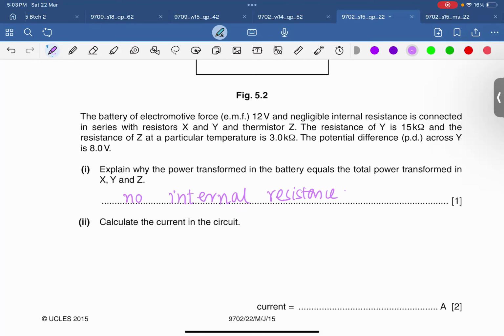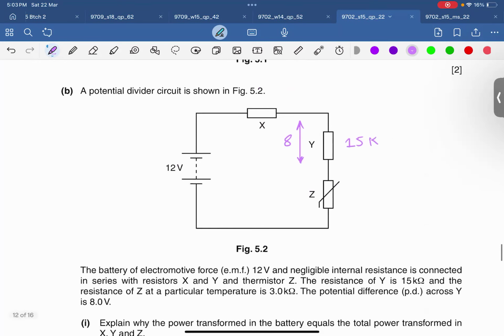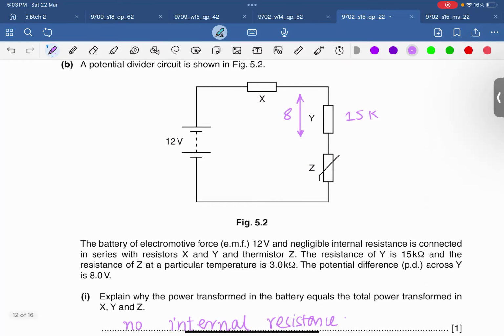So they're saying the current in the battery. You know that. For the current in the battery, you either have the total resistance of the whole circuit, and given the total voltage of the circuit, you divide and you'll get the current directly. But they didn't give you the total resistance. But they have given you the resistance of Y and its corresponding voltage drop.